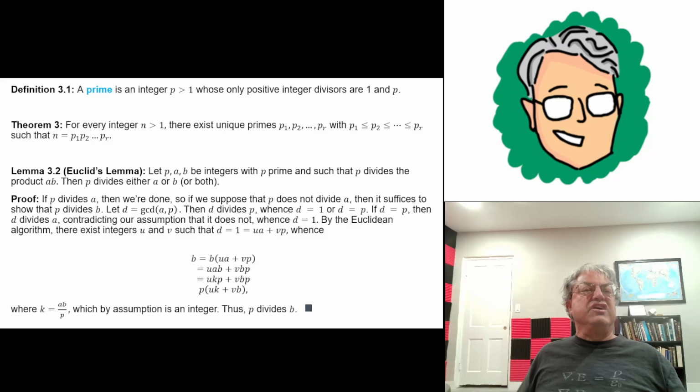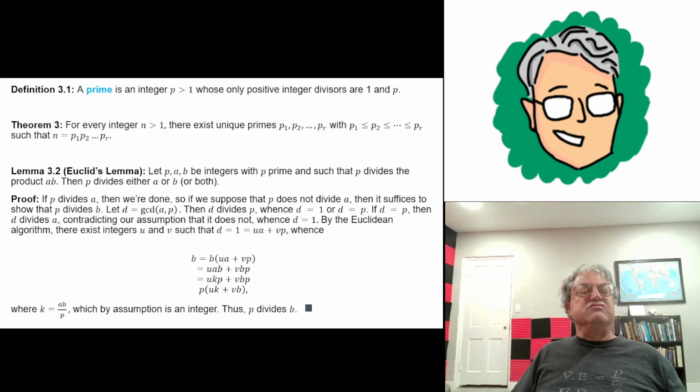We assumed that P was dividing the product AB. And if that's the case, that means AB has to be a multiple of P. So we can call it K times P, where K is some integer. So now we can replace AB with KP. So now the right side is just UKP plus VBP.